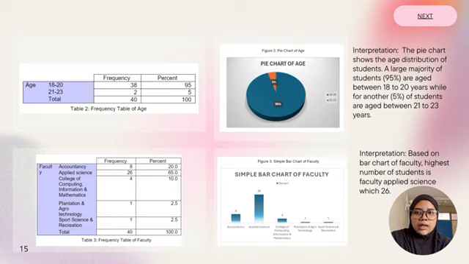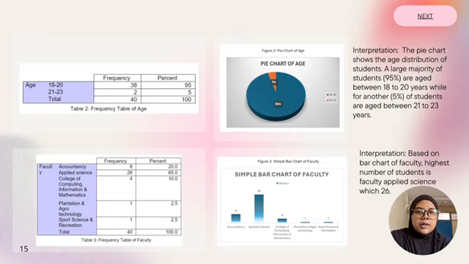Okay, in this slide we have two data analyses based on the age distribution and faculty of respondents. First, let us look at the pie chart of age. Based on the chart, the total number of respondents is 40 students. The majority of students are aged between 18 to 20 years old, which represent 38 students of these respondents. Meanwhile, only 2 students are aged between 21 to 20 years old. This shows the most respondents are young students within the typical undergraduate age range.